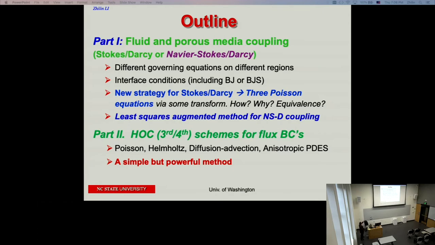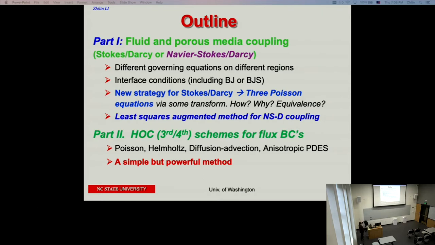The new idea is we introduce a generalized boundary integral method. We introduce some new variables along the interface, so the problem can be decoupled. We get a faster algorithm and also very accurate.